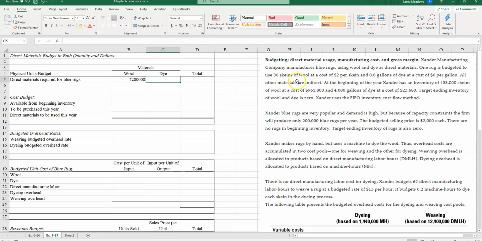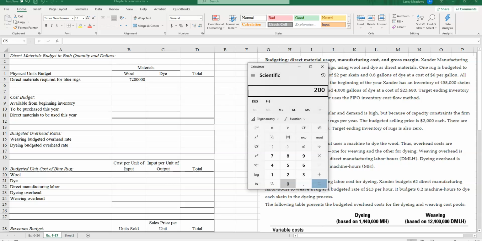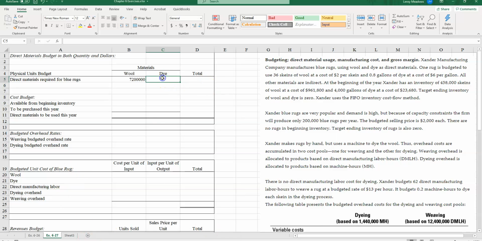And then how much dye am I going to need? Well, I'm going to need 200,000 rugs, and each rug takes 8/10 of a gallon. So 200,000 rugs times 0.8 gallons. I'm going to need 160,000 gallons of dye here. So let's go ahead and format that a little bit better. There we go. So we're going to look at my cost budget here.